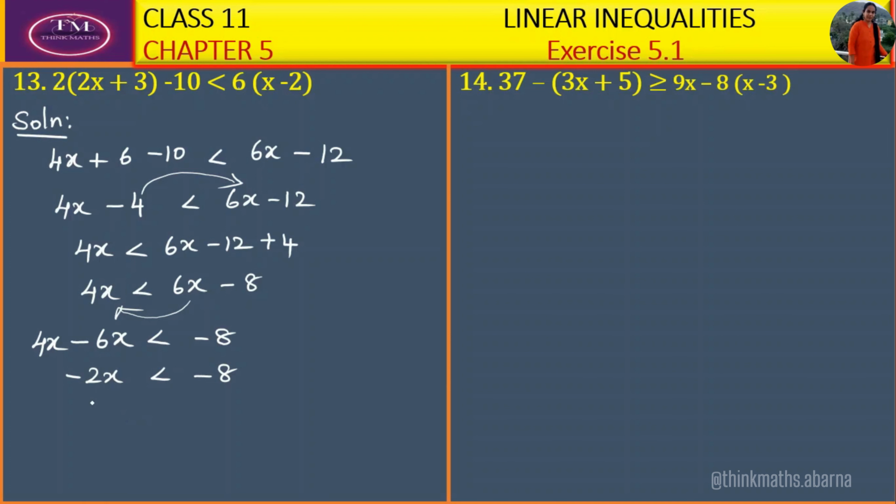To avoid this minus 2, we will divide by minus 2 on both sides. As we are dividing by a negative number, less than will become greater than. So, minus 2 gets cancelled. So, x greater than. Here also minus gets cancelled. 8 divided by 2 is 4. So, we get x greater than 4.